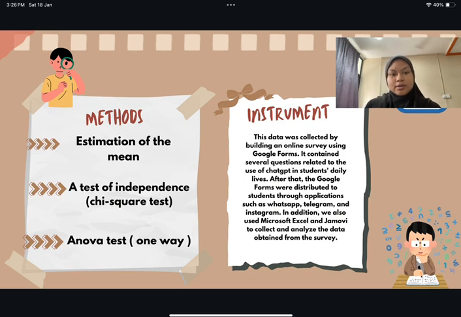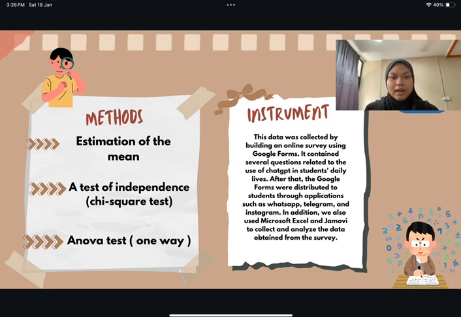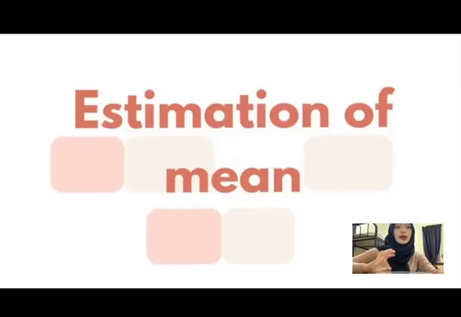The methods that we are using are estimation of the mean, a test of independence which we are using chi-square test, and a one-way ANOVA. The data was collected by building an online survey using Google Form, and then the Google Form was distributed by using Telegram, WhatsApp, and Instagram to all the UPSI students. And lastly, we are using a few software to analyze our data from the survey, which are Jamovi and Microsoft Excel.